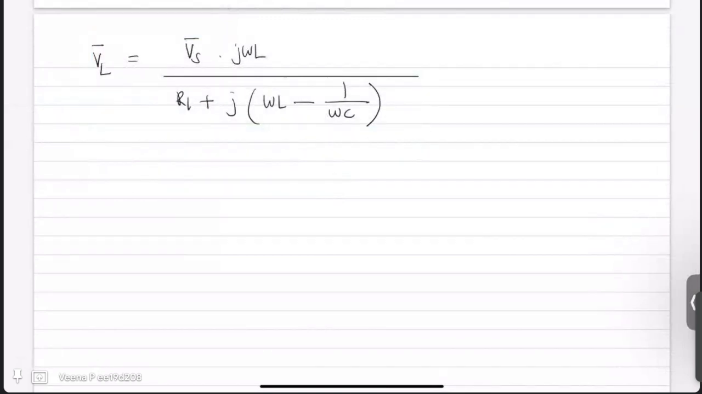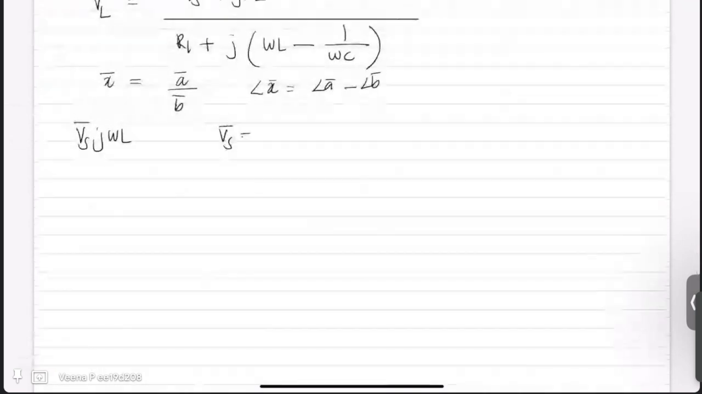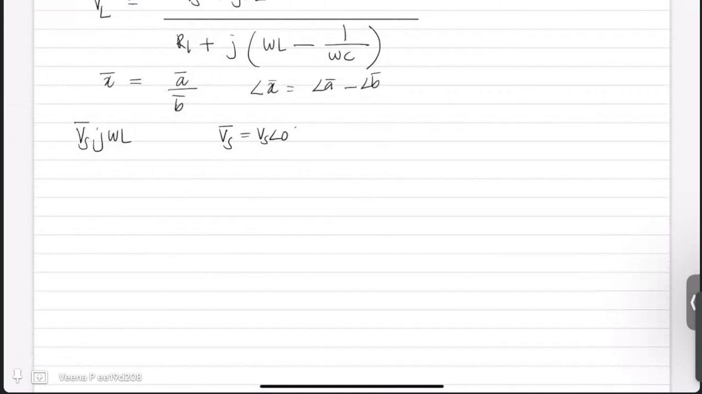So if you have a phasor x of the form vector A by vector B, then the angle of x is angle of A minus angle of B. Now the numerator is Vs magnitude j omega L. Now Vs you can take as reference. That means Vs is nothing but Vs angle 0. So the angle of Vs is 0.